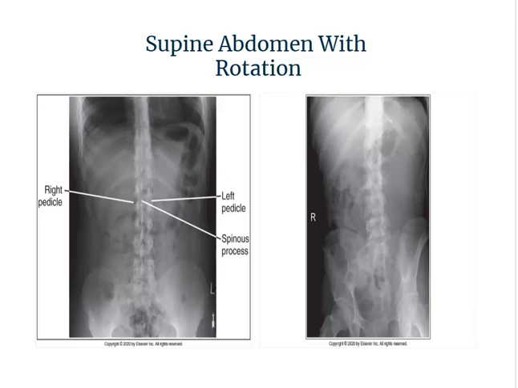So let's talk about abdomen rotation. When performing a supine or even an upright abdomen and there is rotation, this can result in distortion of the anatomic structures. Failing to position the mid-coronal plane parallel with the IR decreases the visualization of fat lines that surround abdominal structures, such as the psoas muscles.